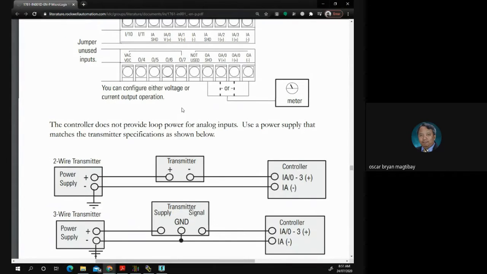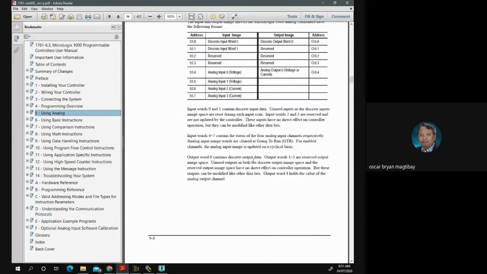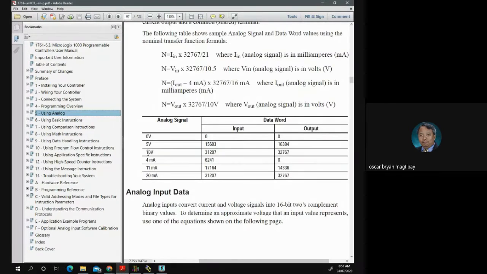Their signal could be either, based on our Allen Bradley manual, 0 to 10 volts, 0 to 5 volts, or 4 to 20 milliamperes. Then it has its certain ranges. If you give Allen Bradley an input of 0 volts, its value inside the PLC is 0. But if you give it a signal of 10 volts, the input is 31,207, near the maximum value of integer data.